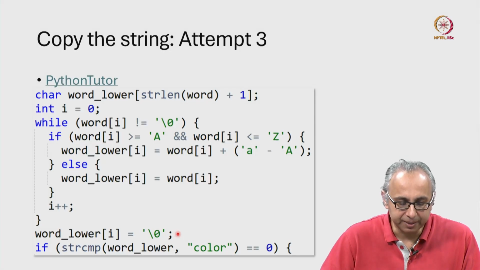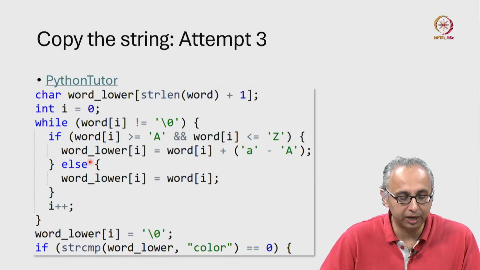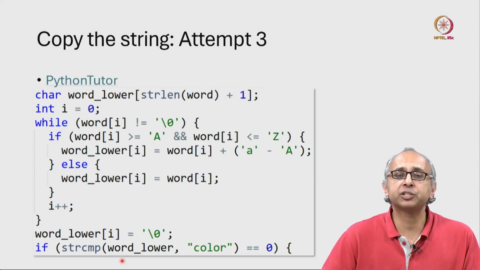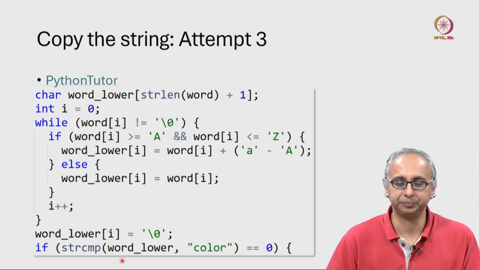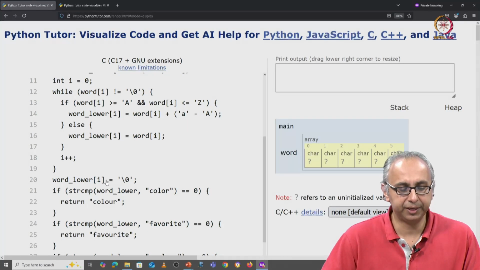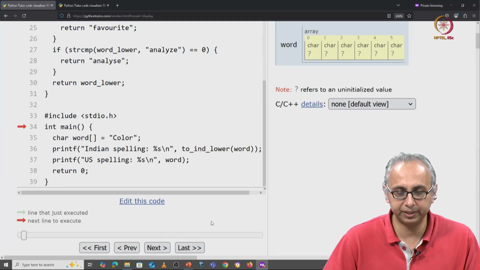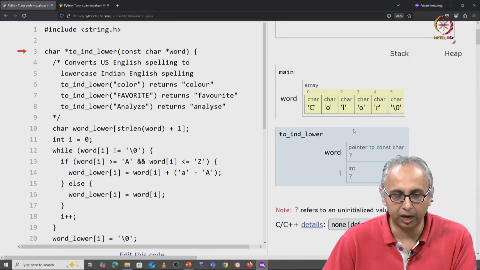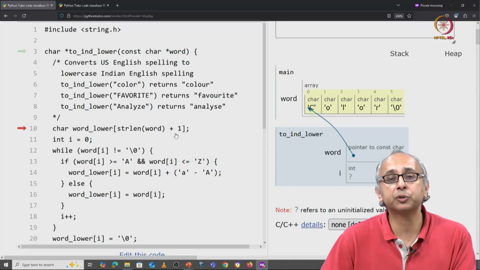So here's our next attempt where we have added this extra statement after the while loop before the if condition. So let's actually try and execute this version of the code on Python Tutor. As a reminder, here is that extra statement that we've just added. Let's click on next. We initialize this word to color and we call our function which makes a copy of that base address. Now we're going to create this new variable length array.